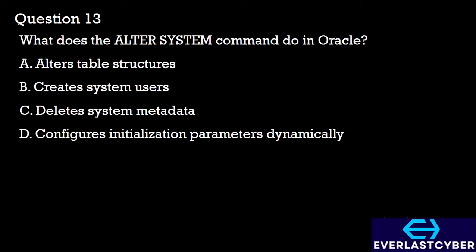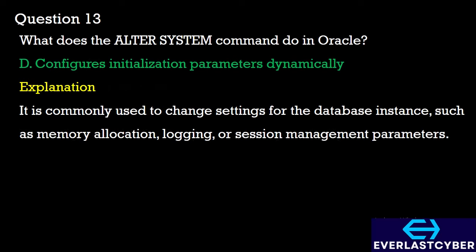It is used to modify configuration parameters, but not to delete data. And in option D, the alter system command in Oracle is used to dynamically modify system parameters in the Oracle database without the need to restart the database. It is commonly used to change settings for the database instance, such as logging, memory allocation, or session management. So our answer here is option D. The alter system command configures initialization parameters dynamically.